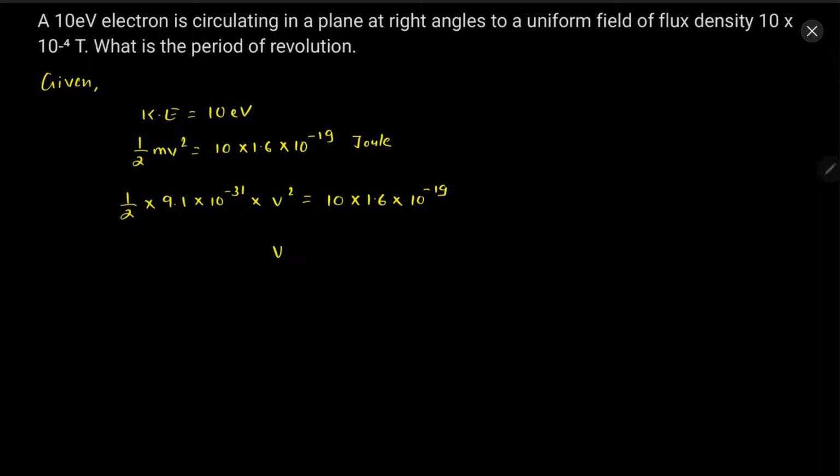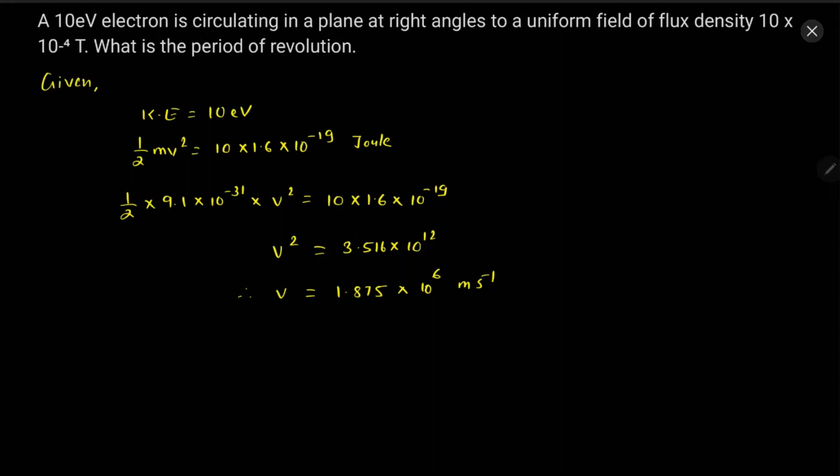Therefore v square is given by 3.516 into 10 power 12. Therefore v is equal to 1.875 into 10 power 7 meter per second. Sorry, this one is 1.875 into 10 power 6 meter per second.